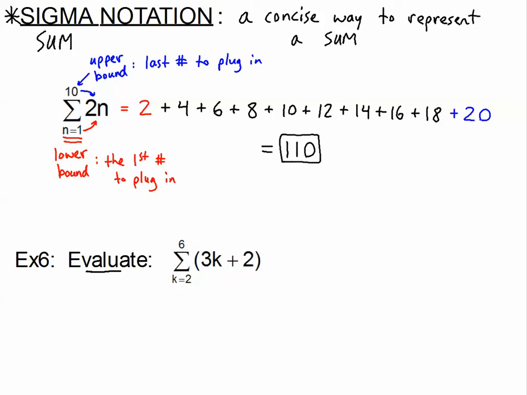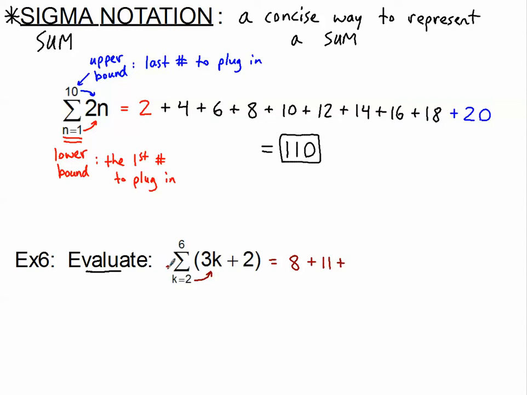So this time we have this expression 3k plus 2. We've changed our variable. k equals 2 is our lower bound. So we're going to plug the 2 in here first to get our first term. 3 times 2 is 6, plus 2 is 8. So that's my first term. I'm going to plug in a 3 and a 4 and a 5, and then the last number I'm going to use is the 6. So let's plug in a 3. 3 times 3 is 9, plus 2 is 11.